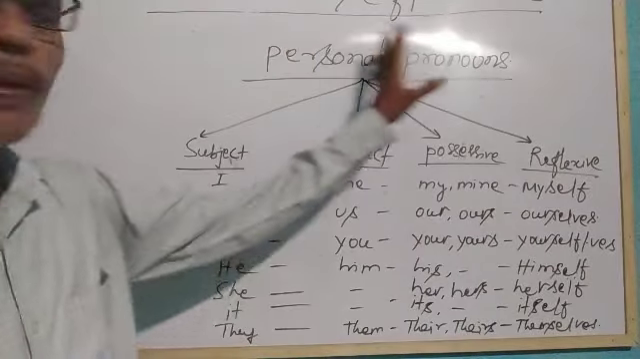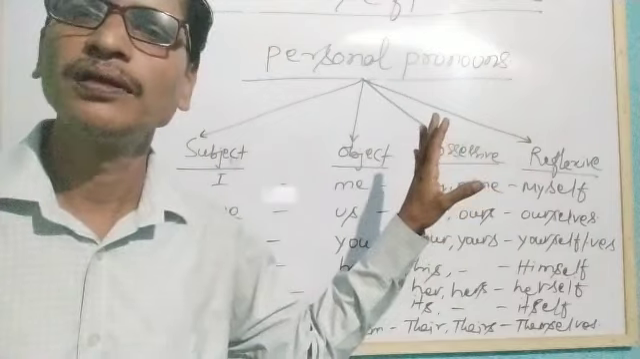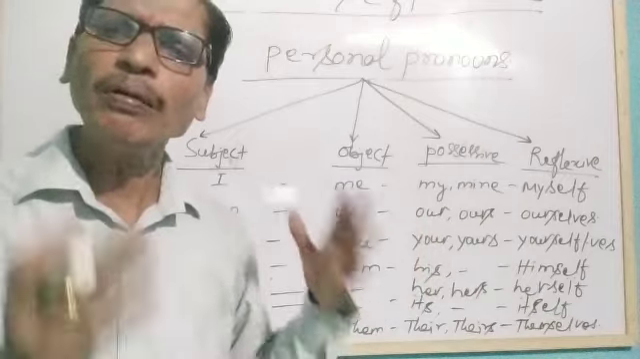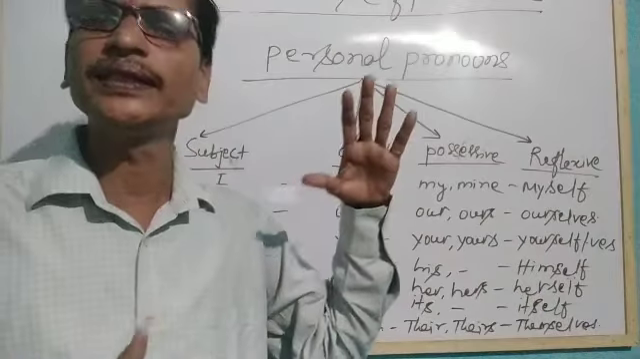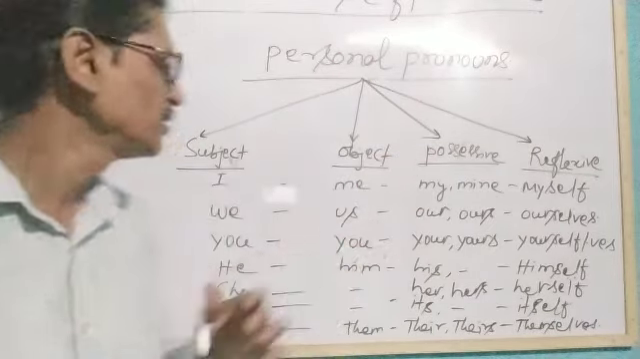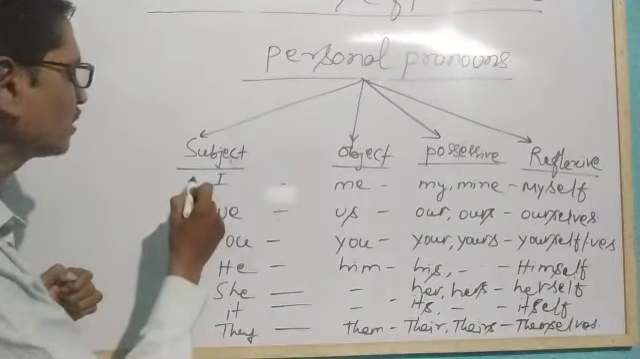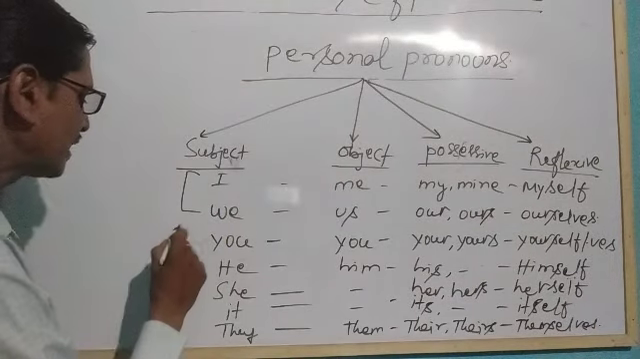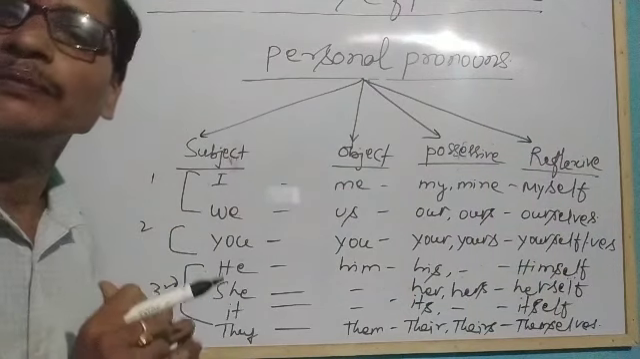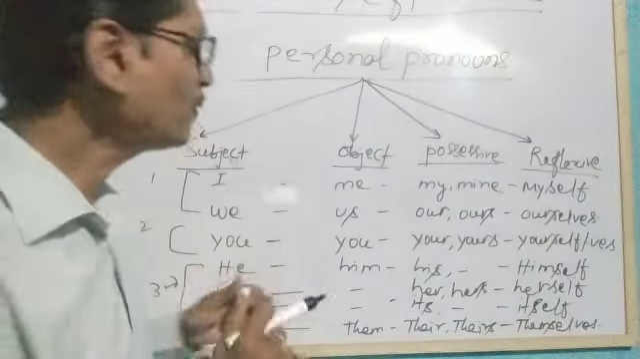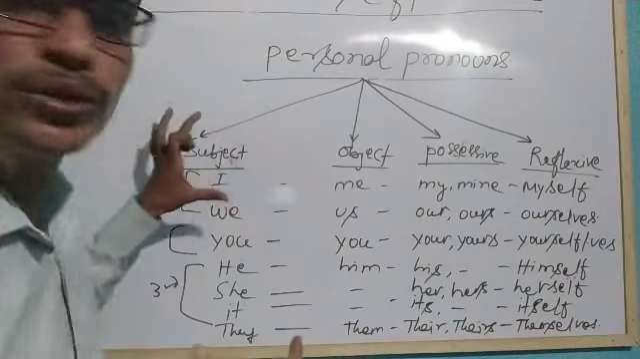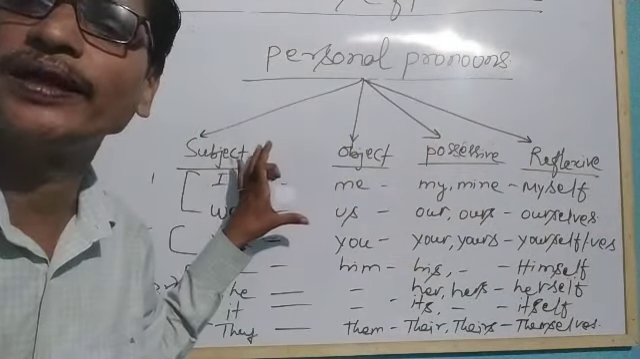When we talk about personal pronouns, which are related to persons, you know persons are grouped under three different divisions: first person, second person, third person. When we talk about the first person, we use I and we. Second person, you. Third person, he, she, it. Understand? But before this, let us understand that personal pronouns are used in four different ways.